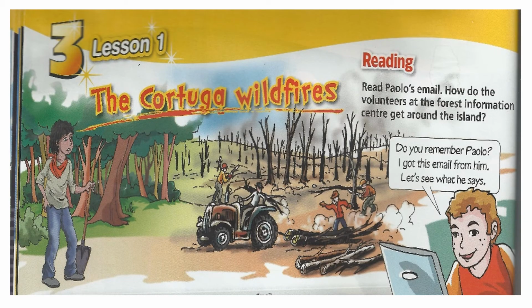Now, let's read together. The Cartuga wildfires. Now we are going to read an email sent by Paolo to Robbie. After reading, you are going to answer this question. How do the volunteers at the Forest Information Center get around the island? Do you remember Paolo? Robbie got this email from him, so let's see what he says.